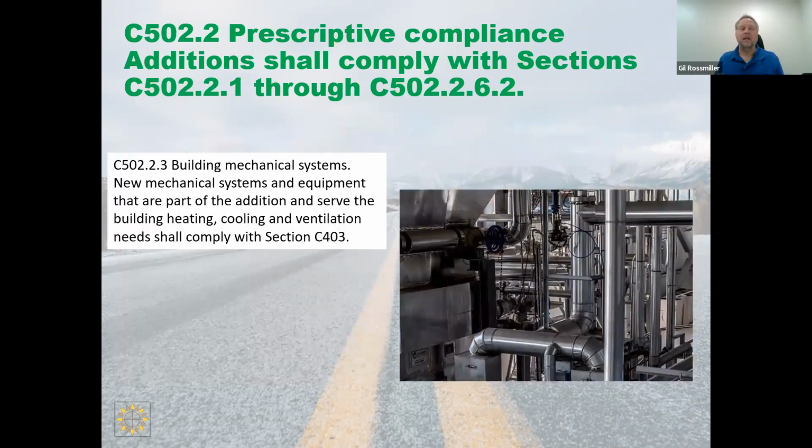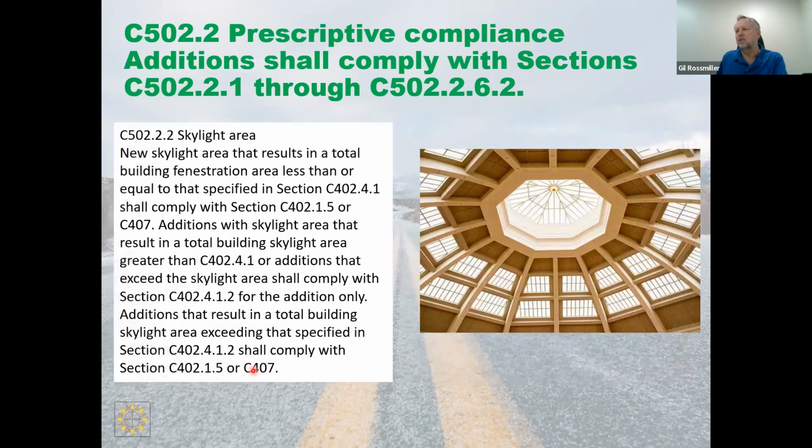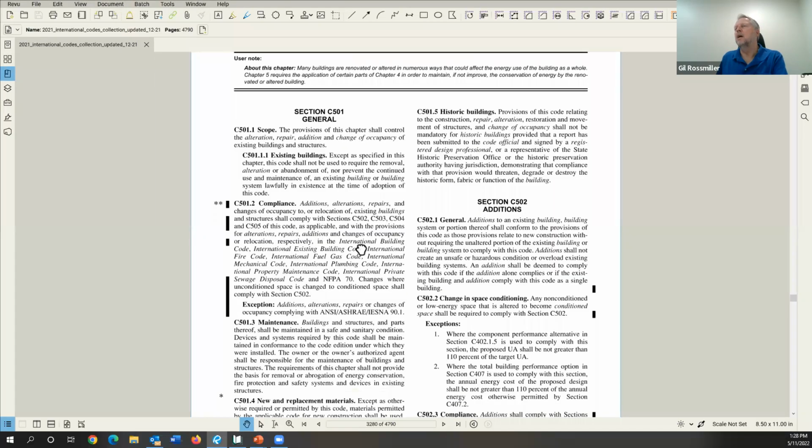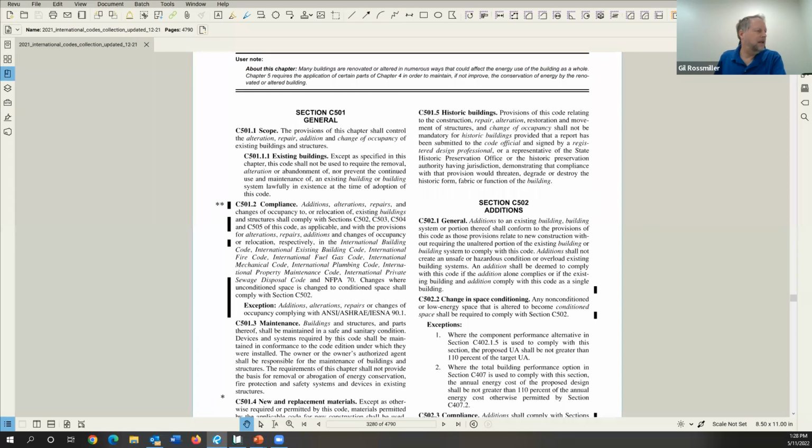Mechanical systems, kind of talked about that a little bit here. New mechanical systems and equipment that are part of the addition and serve the building heating, cooling need to comply with 403. So again, anything that we're adding into the addition has got to meet it. Yeah, oh good, thank you, Erica, it's 407. What I was having trouble with, this is the ComCheck, but I can't remember the title to that. I guess I could open this up. What the heck? Why leave everybody in suspense? Oh, see, that's not what I wanted. That's the 21.